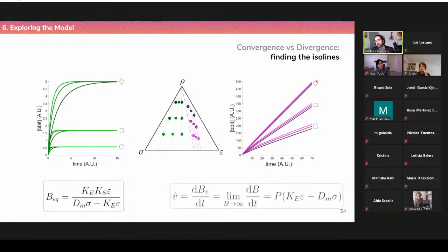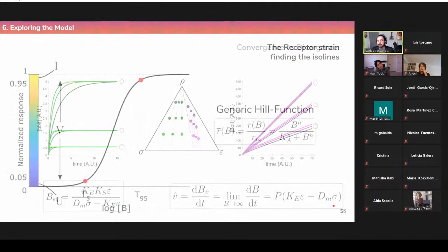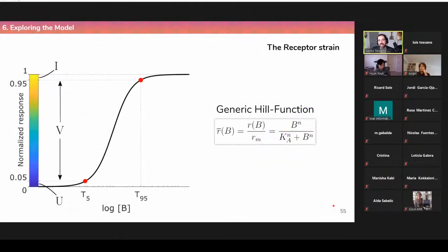And the slope of this asymptotic growth, asymptotic linear growth, is given by this expression, that is the asymptotic divergence rate. Okay, what about the receptor strain?